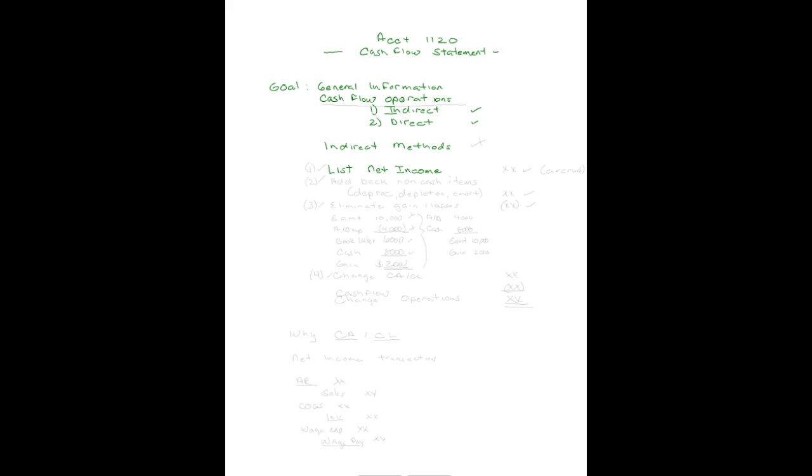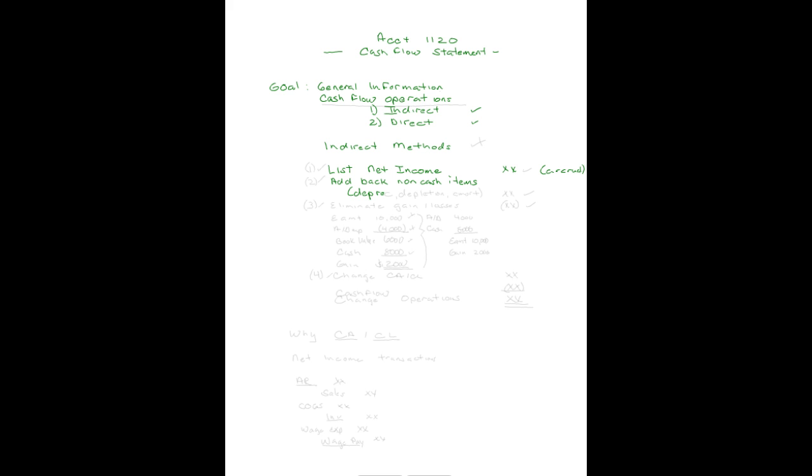The first step is that you list net income right off of the income statement, and then we need to correct it, because net income is accrual basis and we want to make it be cash basis. To do that, you need to fix it for two things. So you need to, first of all, add back any non-cash items. And there are only a couple that we've learned.